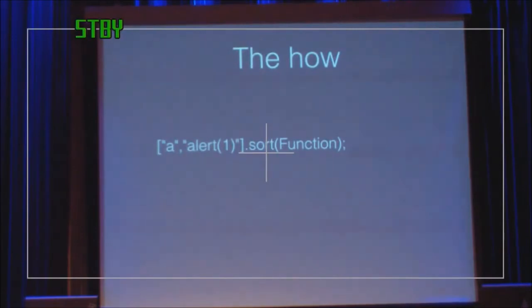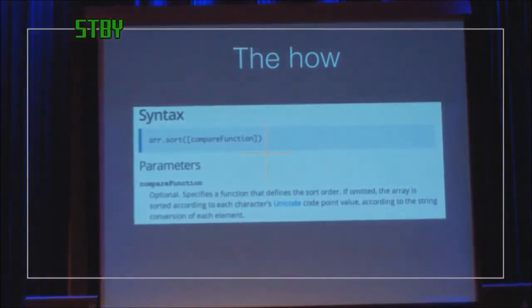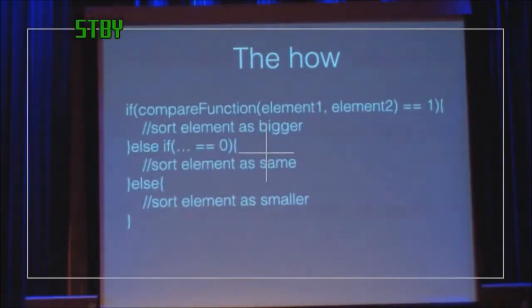To understand the next part of this sandbox bypass, we need to look at how the native array sort function works, because we're using that here. It takes one argument, a function, and that function will be called in the sorting algorithm to determine if the element was bigger or smaller. So the pseudocode in the JavaScript engine will look something like this. If compare function(element 1, element 2) equals 1, then something is bigger. If it's 0, same, otherwise smaller.